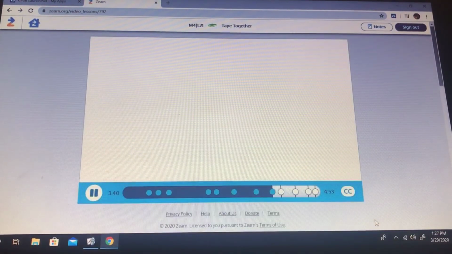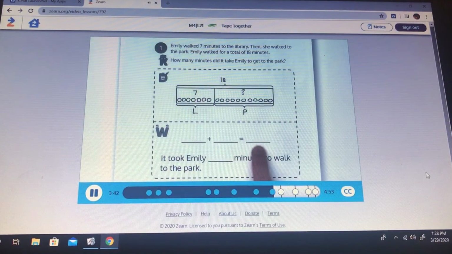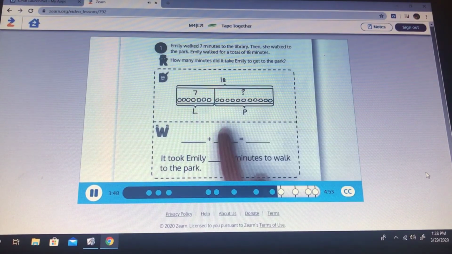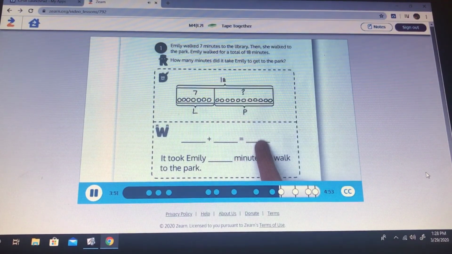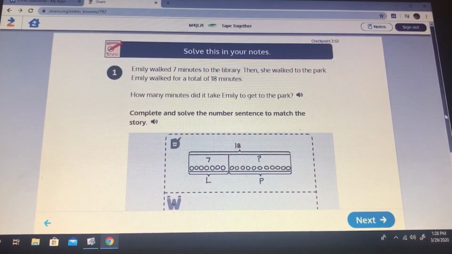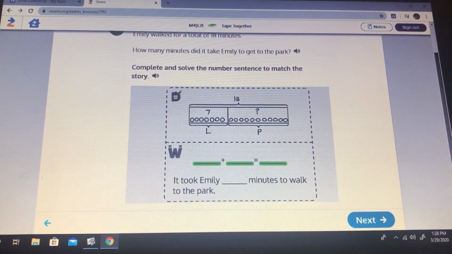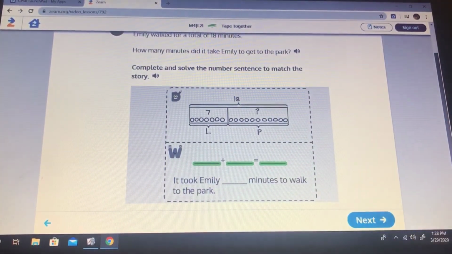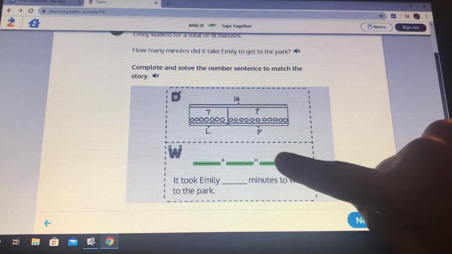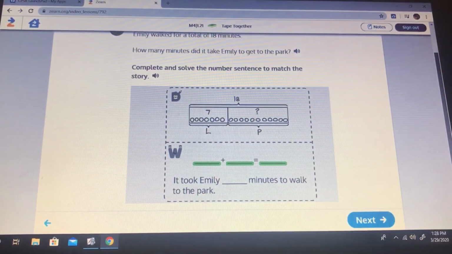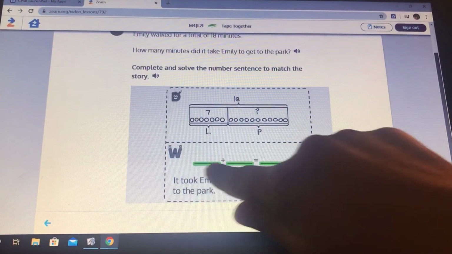Complete the number sentence to match the story. 7 minutes here plus some more minutes here equals 18 total minutes. So for this part, we're going to be filling in our number sentence. Well, 2 of those numbers have already been given to us. So we know that the first number we're going to add is here, our 7. We know 7 minutes. Our second number that we're going to add is going to go here, which is the number of circles in this box. And we know that our total, which is what our problem equals, is 18. So 18 is going to go here.